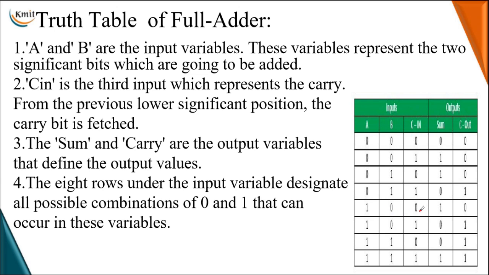Next, 1 0 0 is the input combination. So 1 plus 0 is 1, 1 plus 0 is 1. So summation is 1, carry output is 0. Next, 1 plus 0 is 1, 1 plus 1 is 2, where 2 is 1 0. So we consider the carry output of the full adder as 1, with the summation bit 0. Next, 1 plus 1 is 2, 2 plus 0 is 2. So here 2 is written as carry output 1, with the summation bit 0. Next, 1 plus 1 is 2, 2 plus 1 is 3, where 3 in binary is 1 1. So 1 is the carry output, and the least significant bit of summation is also 1.